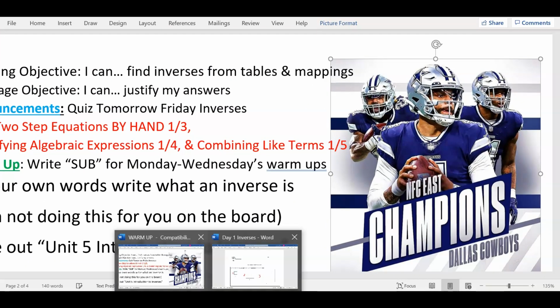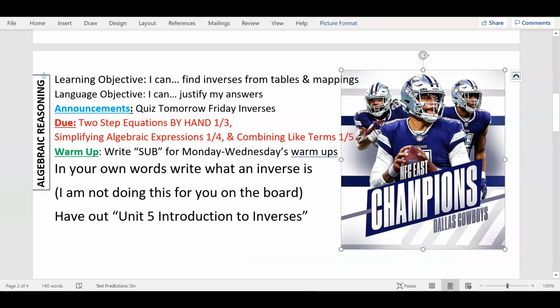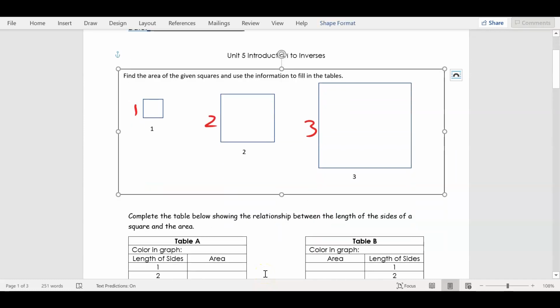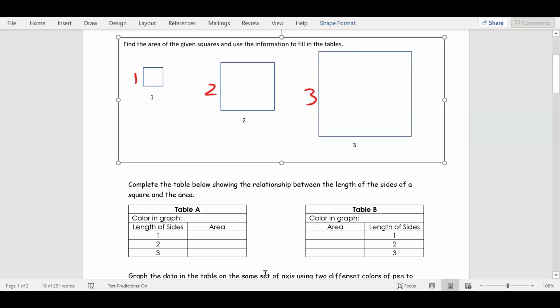All right, so we're doing the... You should have written a sentence of what an inverse is. It's the opposite of a function, opposite of a point, opposite of anything is an inverse. On the notes, we're labeling all the sides of the squares. We know all the sides are the same. Now, it says complete this table by showing the relationship between the length and the area. Okay? Now, let's find the area of each of these squares.